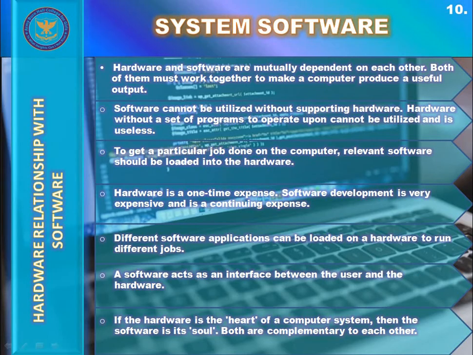Some other important points relevant to the system software are that hardware and software are mutually dependent on each other. Both of them must work together in synchronization to make a computer produce a useful output. If a computer doesn't have hardware but it has some sort of software, then the computer cannot work. And if a computer has hardware but it doesn't have any kind of software, then the computer also cannot work. So both components are a necessary part of a computer in order to get that computer operated successfully.